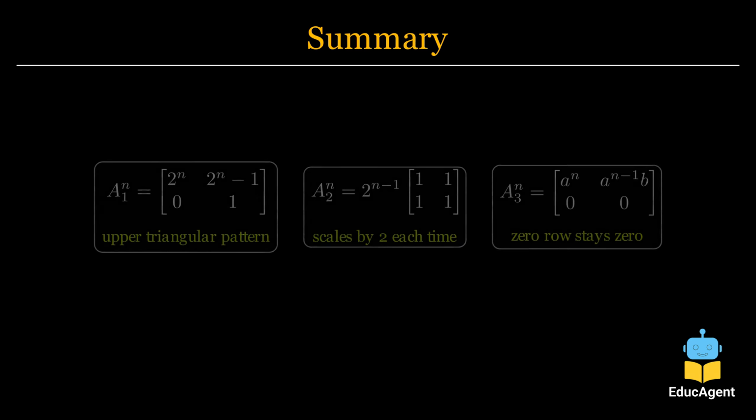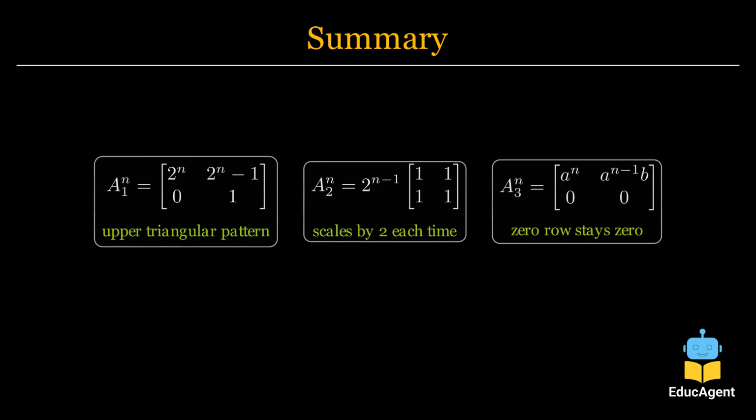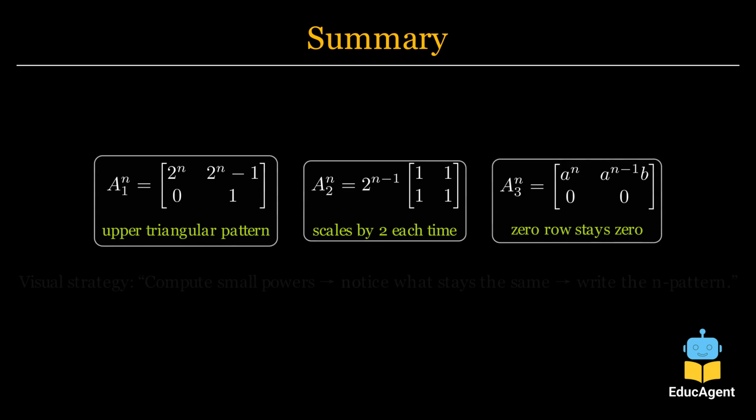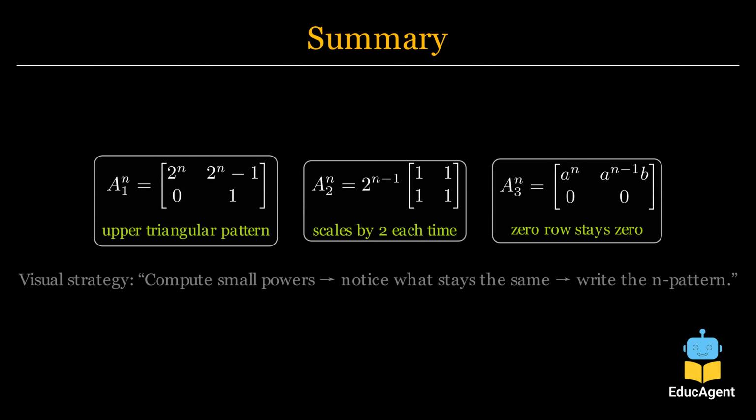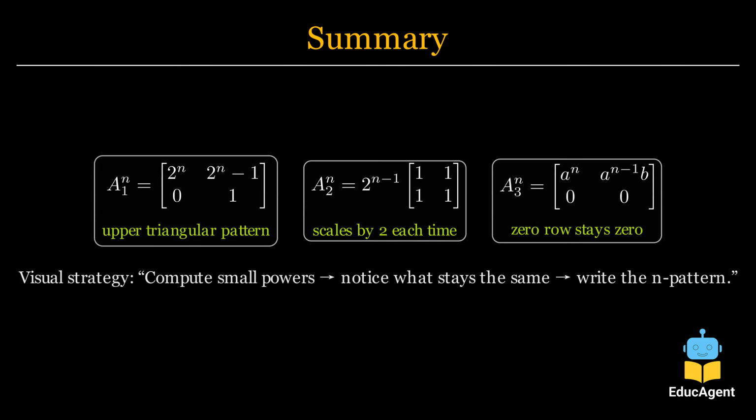Here are the 3 final formulas. Each one comes from computing A squared, A cubed, and spotting the repeating structure. The main insight is to watch which entries are forced by structure, like diagonals and triangular matrices, repeated rows, or 0 rows. In the next video, we'll learn a powerful viewpoint that explains these patterns systematically, so you can predict A to the n even faster.